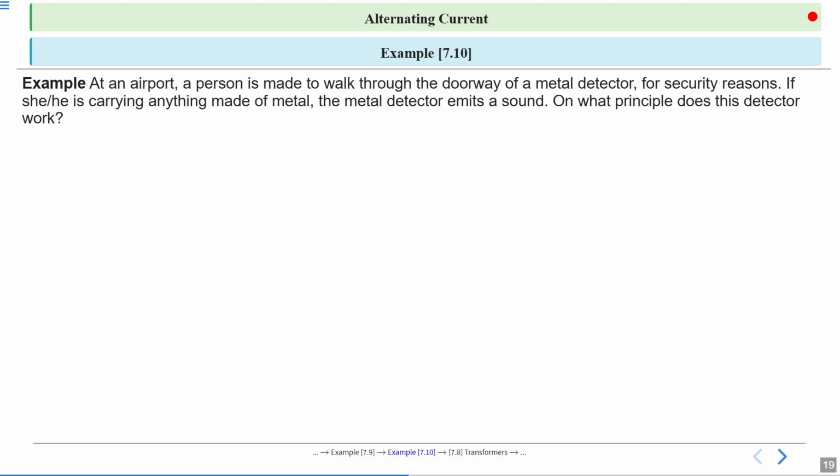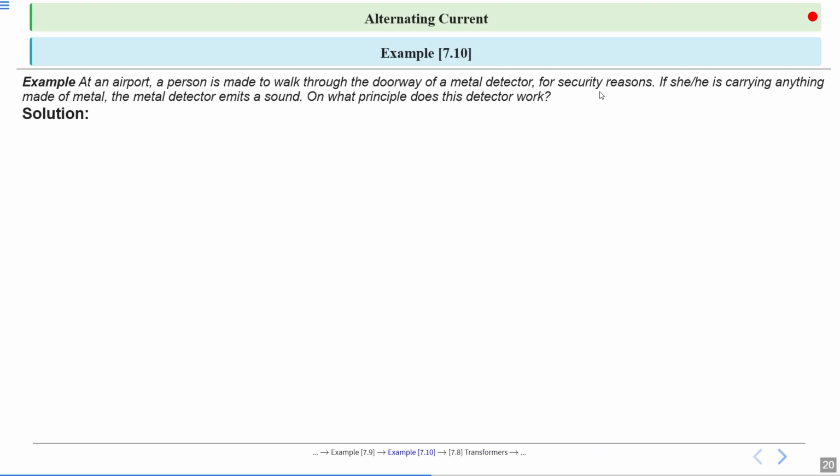At an airport, a person is made to walk through the doorway of a metal detector for security reasons. If he is carrying anything made of metal, the metal detector emits a sound. On what principle does this detector work? Okay, so we will discuss how this metal detector works. This is an example from daily life. Okay, let's see. So the metal detector works on the principle of resonance in AC circuits.